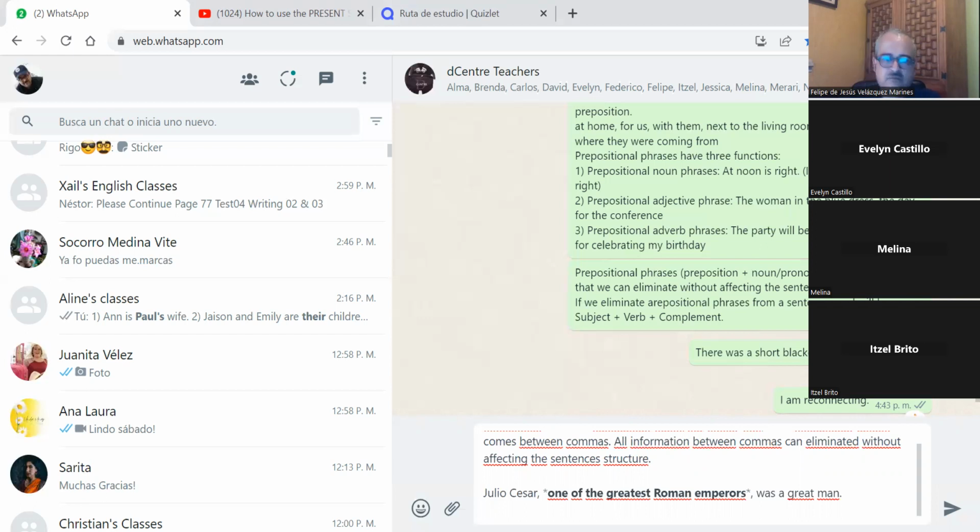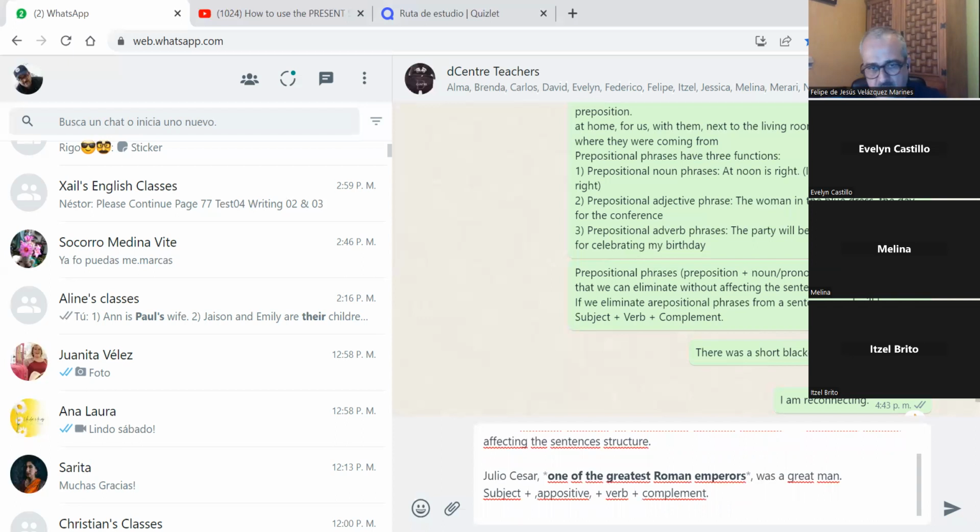So now, the order can be subject plus comma plus appositive. I always use a comma with the appositive so that the student understands that all appositives come between commas. Plus verb plus complement. However, there is a period at the end, yes.